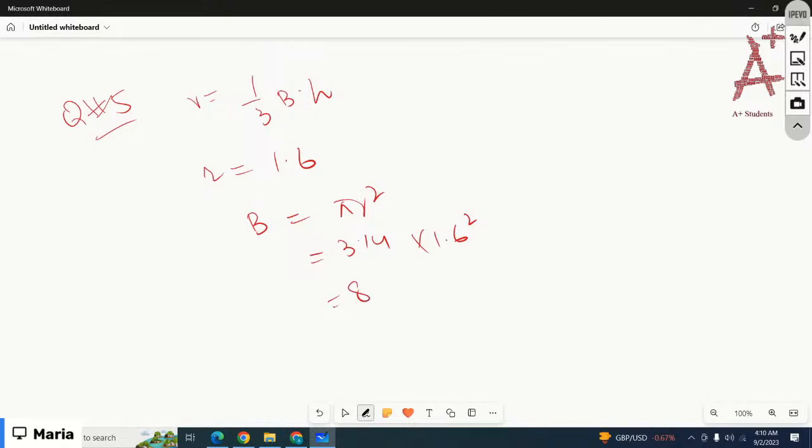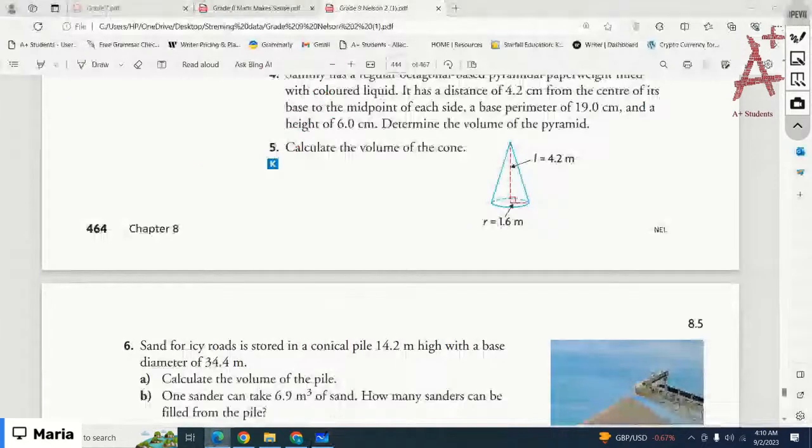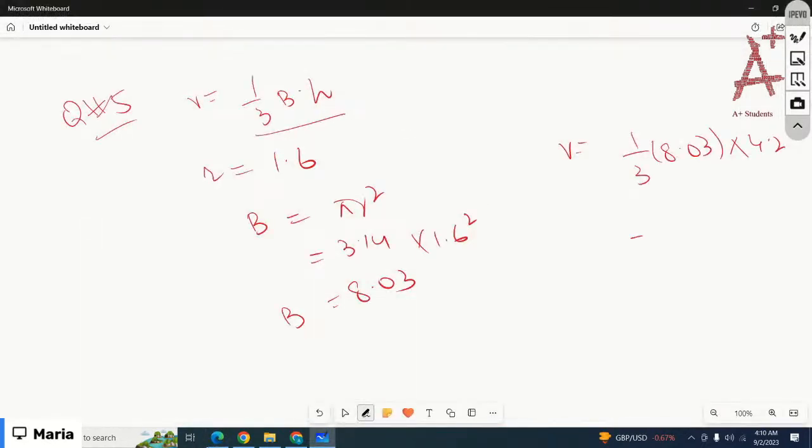That is 8.03, right? Now you have the value of B, just put the values here. V equals 1 by 3 times 8.03 times h is 4.2. So just evaluate the values, it is 11.26. So the volume is 11.26 centimeter cube, right?